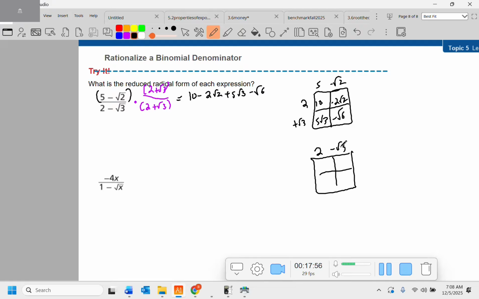2 minus a root of 3, 2 plus a root of 3. 2 times 2 is 4, 2 times negative root 3 is minus 2 root 3, 2 times root 3 is 2 root 3, root 3 times root 3 is 3, positive times negative is negative, and 4 minus 3, last I checked, was 1. So, hey, that's the answer right there, because if you divide by 1, you're just yourself. Now, what do you suppose the conjugate of 1 minus the root of x is? Because it's ugly. To form a conjugate, you change the sign on the ugly piece. It's 1 plus root x.